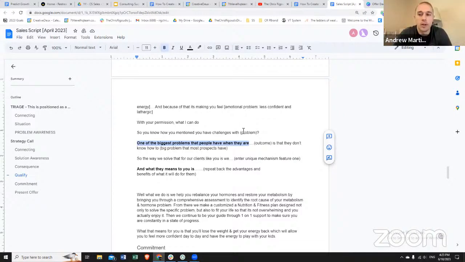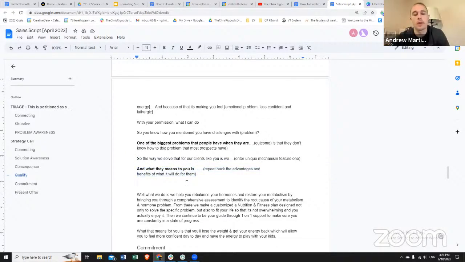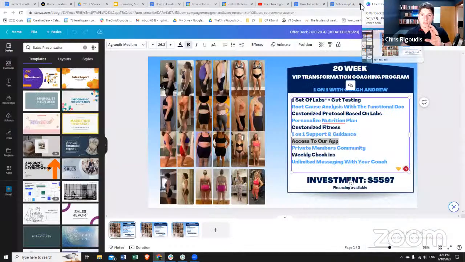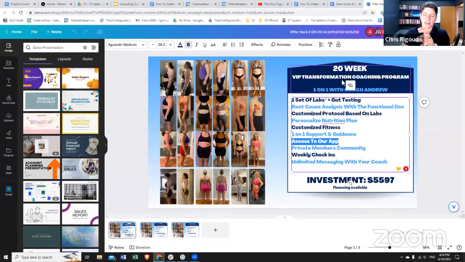I got it. I'm understanding now. So the way we solve it for our clients is exactly what we said before: the app, the portal, the weekly training. And what that means for you is you're going to have all those amazing benefits. Got it. Now, pillar number 2, that's where you have the big mechanism, the training that they get.